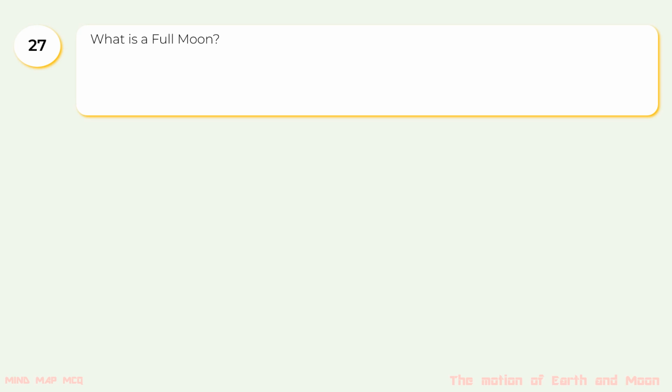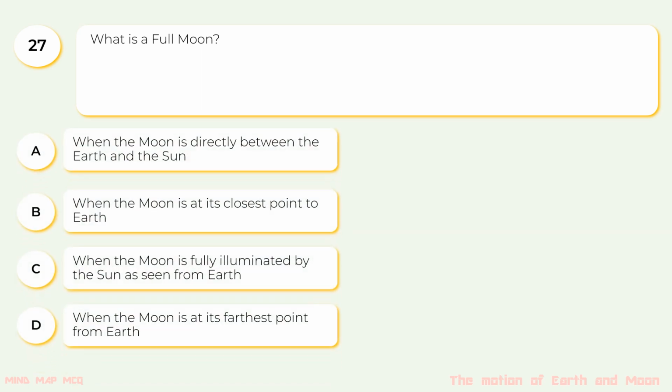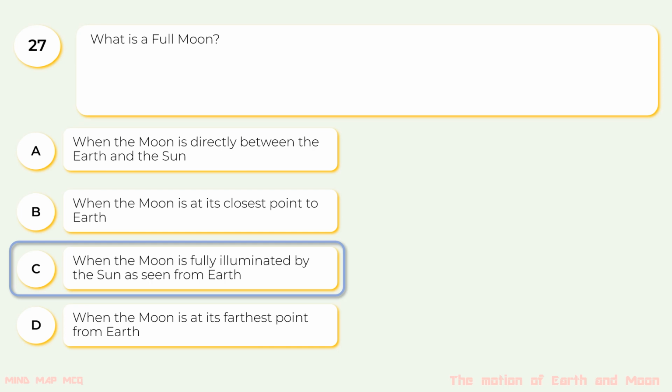What is a full moon? A. When the moon is directly between the earth and the sun. B. When the moon is at its closest point to the earth. C. When the moon is fully illuminated by the sun as seen from earth. And D. When the moon is at its farthest point from the earth. The correct option is C. When the moon is fully illuminated by the sun as seen from earth.